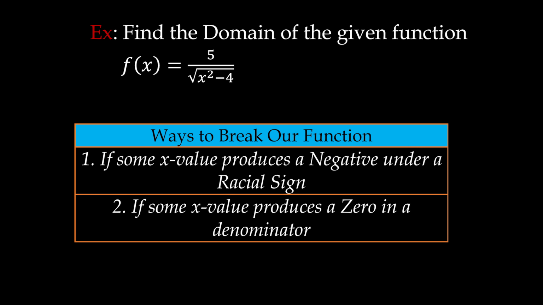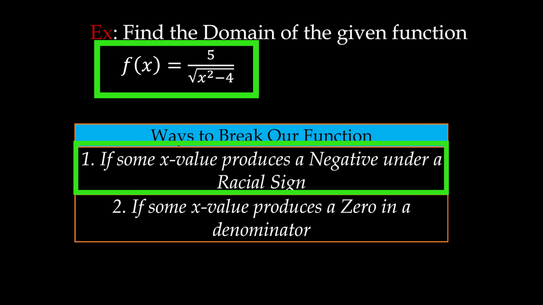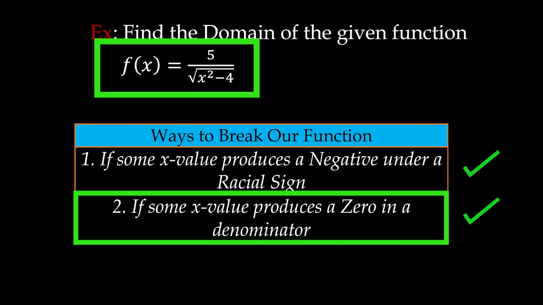To find the domain, we have to check to see if any real number violates either rule. Ask yourself, do you see any radical signs? Yes, so we have to make sure to avoid violating the first rule. Do you see any fractions? Well, yes, so we also have to make sure to avoid violating the second rule.